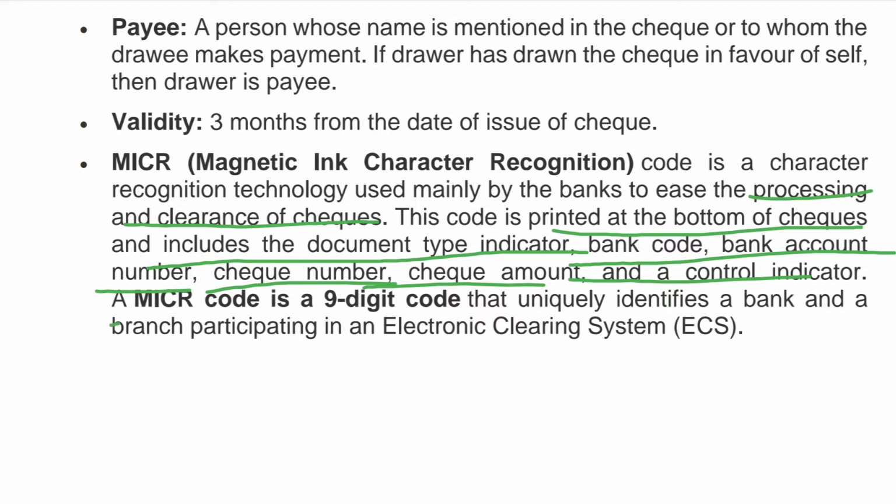MICR is a 9-digit code that uniquely identifies a bank and a branch participating in the electronic clearing system. So, this is a 9-digit code that uniquely identifies the bank and the bank branch which is participating in the electronic clearing system.